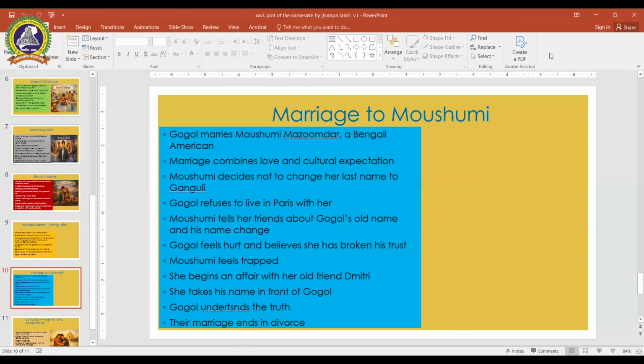Even when Gogol sees her packing a bathing suit for what she says is a weekend conference, he does not realize she is actually going out with Dimitri. One day, Moushumi accidentally says Dimitri's name in front of Gogol and suddenly looks nervous and guilty. At that moment, Gogol understands the truth and the cause of their misunderstanding. After this, their marriage ends and they get divorced. This is another emotional loss and disappointment for Gogol Ganguly in a new country, new homeland.